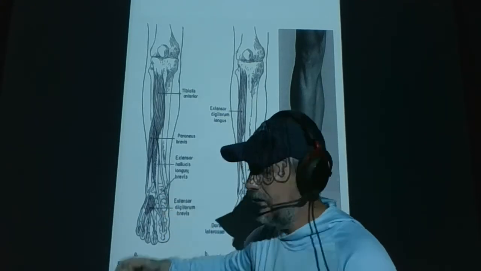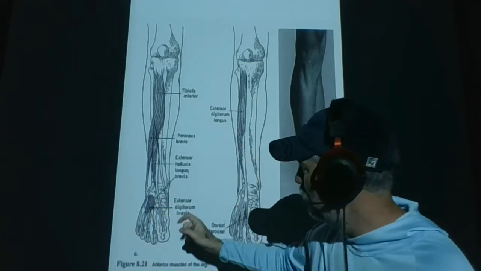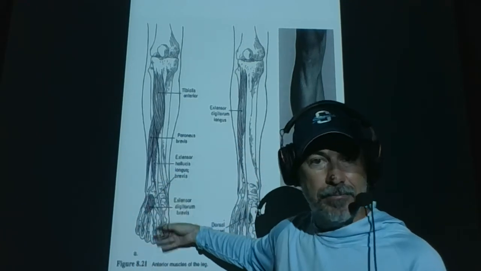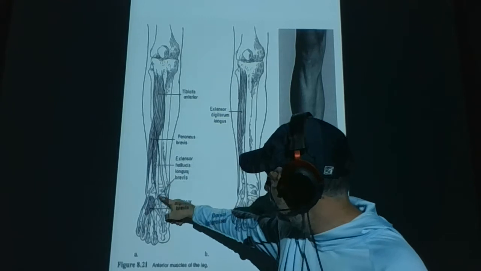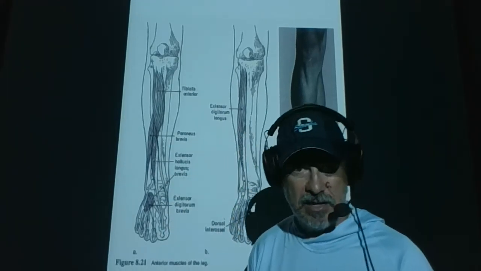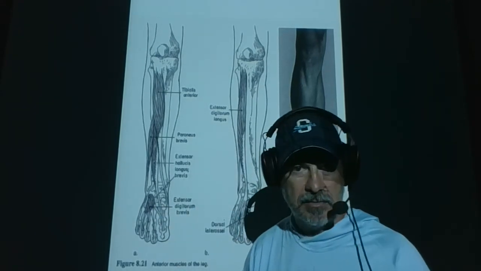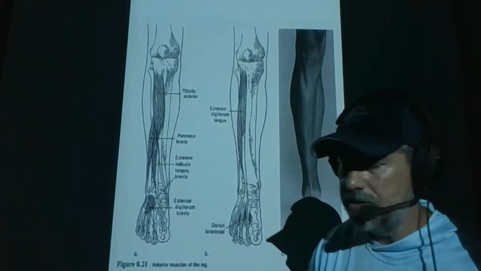So extensor hallucis. Hallucis is toes, phalanx is thumb. So hallux is just Latin for big toe. So an extensor of the big toe that is a dorsiflexor because it crosses the ankle in the front. Subtalar joint inverter because it crosses the subtalar joint inside, medial side.